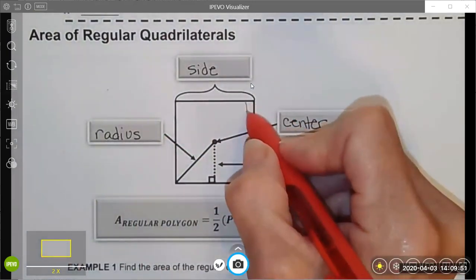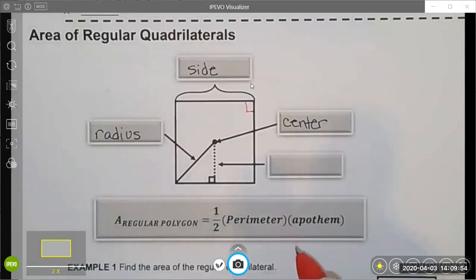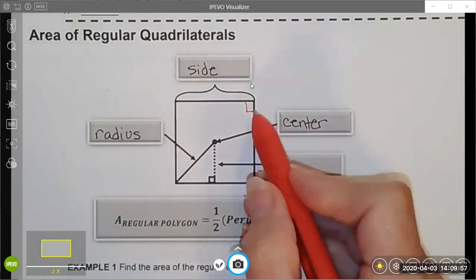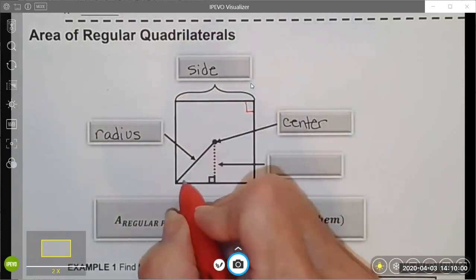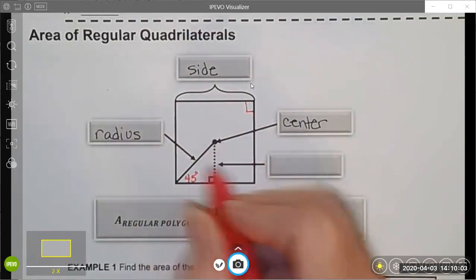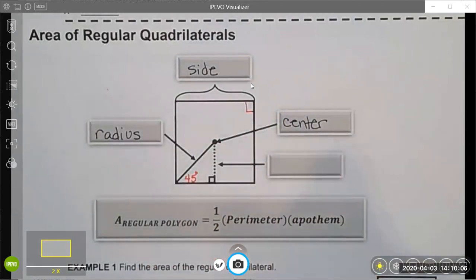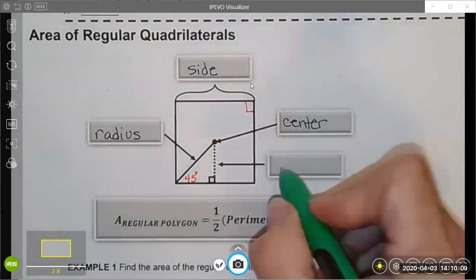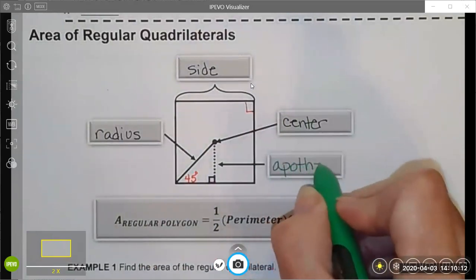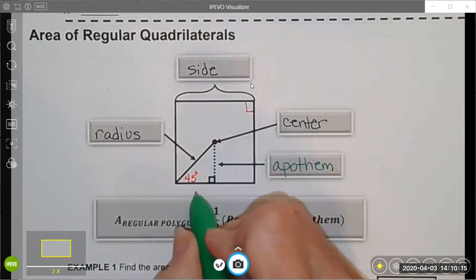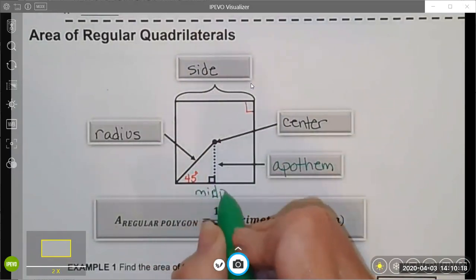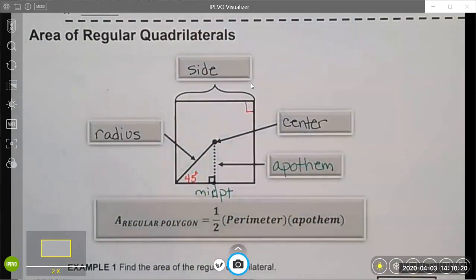If all my angles are equal, and we know one property of a square is that all the angles are 90 degrees, then my radius bisects that angle and creates a 45-degree special triangle inside. Additionally, we know that our polygons have an apothem. The apothem is a segment that goes from the center to the midpoint of any side at its perpendicular, splitting the side into two equal pieces. By doing so, we create a special 45-45 right triangle embedded inside our square.